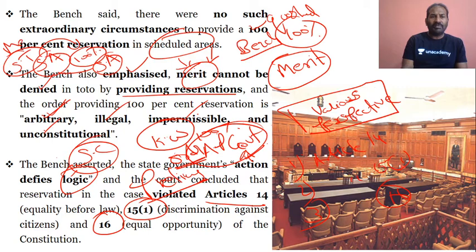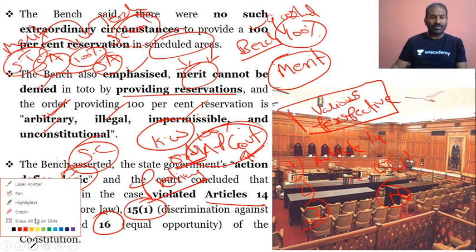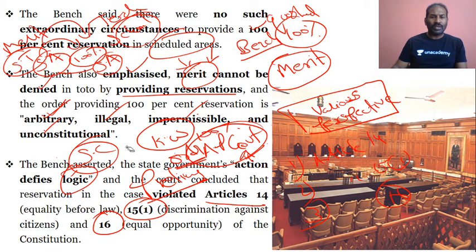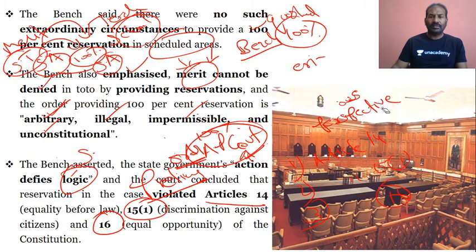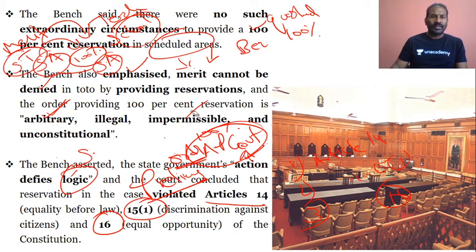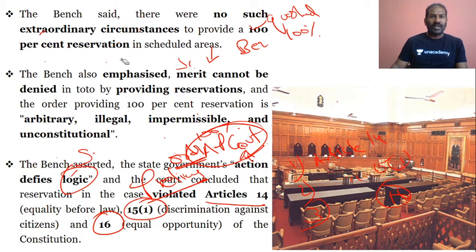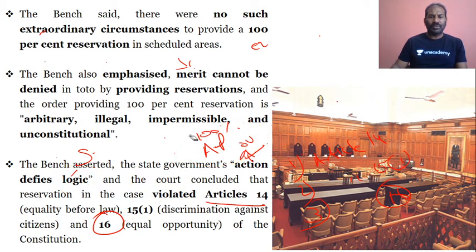If they have the merit, why not get them here to be a school teacher in that particular scheduled area? Why not? It is a big question mark now, and that is what the Supreme Court has said. The Supreme Court has said that 100% reservation violates Article 14, Article 15(1) and Article 16, and these are very, very important from the prelims point of view.